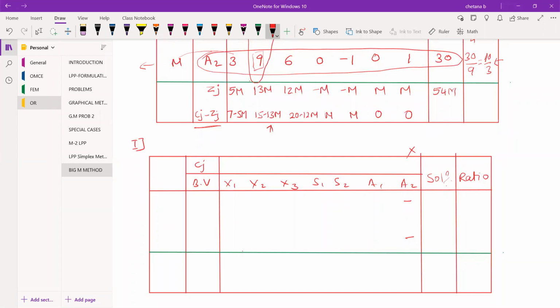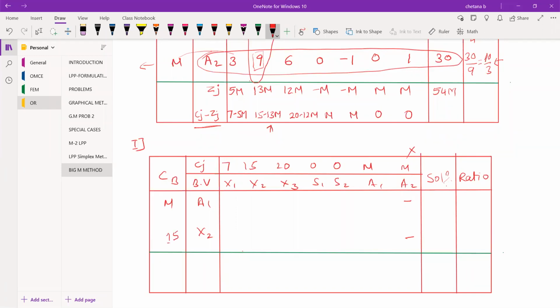So here comes 7 for the coefficient of x1, 15, 20, 0, 0, and M. Here A2 is gone. In the place of A2, what is the variable you need to write? That is x2, and A1 is as it is. Here the CB: for A1 it is M, for x2, what is the x2 value? 15. Very good. So this is 15.